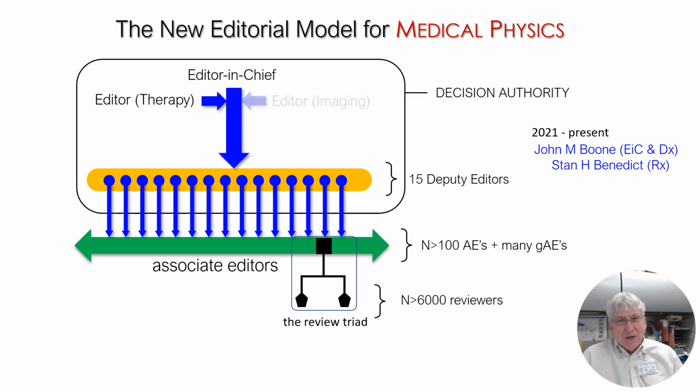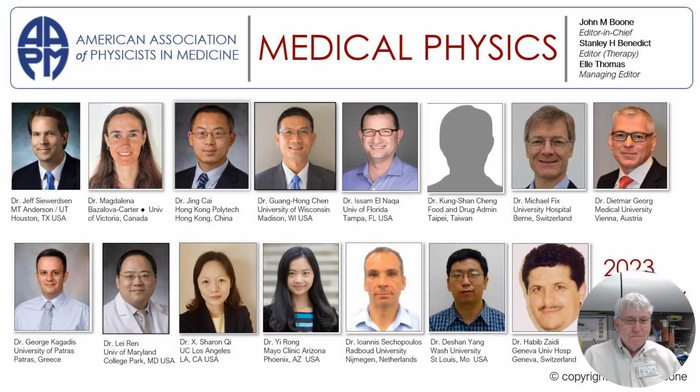So the decision authority, though, is at the top, certainly the editor-in-chief and the editor, but in general, the deputy editors are critical in this decision process. Here are some images of our deputy editors, and not surprisingly, they all have different expertise. When a manuscript is submitted, you can actually choose which one of the deputy editors you would like to oversee your manuscript. In some instances, people actually do it geographically.